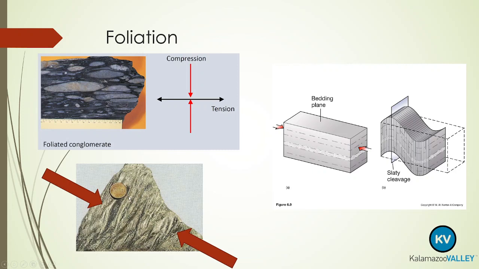Another example here, you can see that we have these striations, lineations, in other words, foliation. Foliation is the texture, oriented perpendicular to the principal direction of stress.